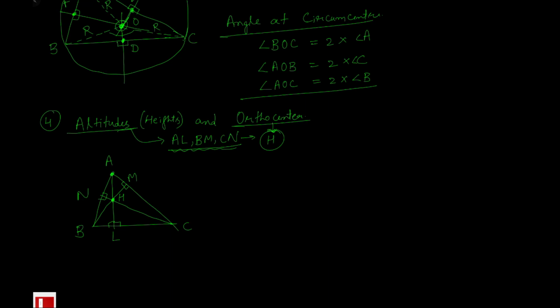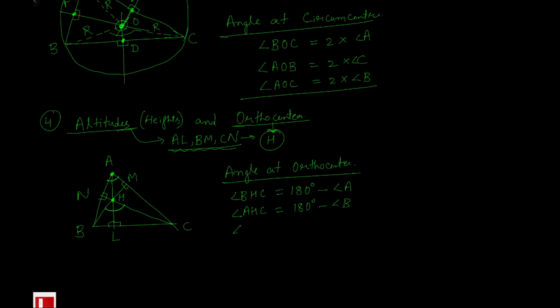Now this has one very important property that you should remember: the angle at orthocenter. It is directly calculated as angle BHC equal to 180 degrees minus the opposite angle, so 180 degrees minus angle A. Angle AHC is 180 degrees minus angle B. Angle AHB is 180 degrees minus angle C. There is no property of length related to this.